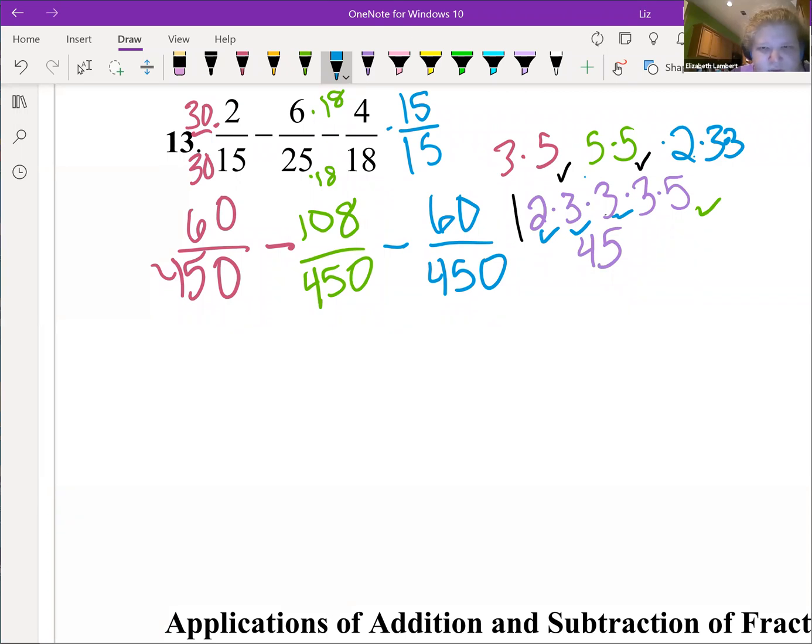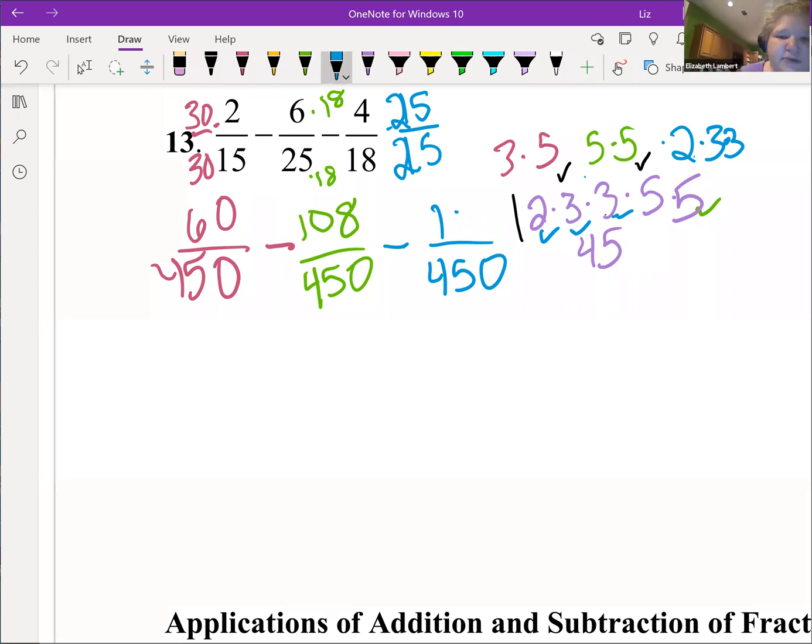It's not 15. Oh, that's what I'm missing. I can't read my own writing. I thought my 5 was a 3. So I need to multiply by 25, not 15. Good Lord. At least we are learning from my mistakes.